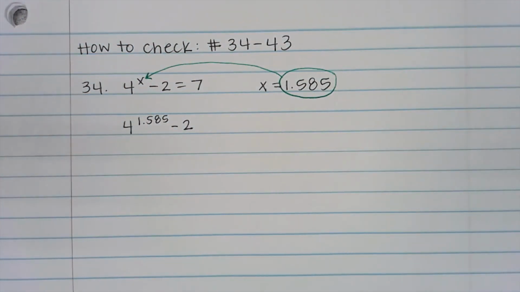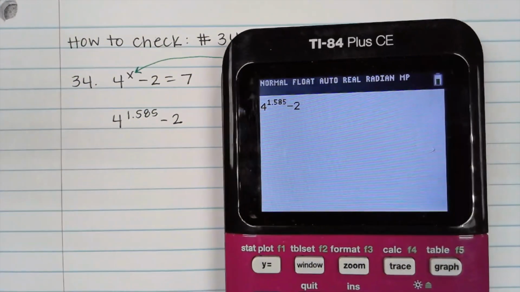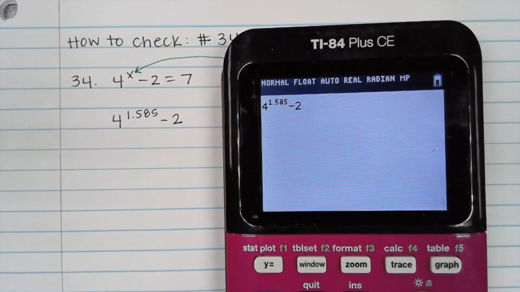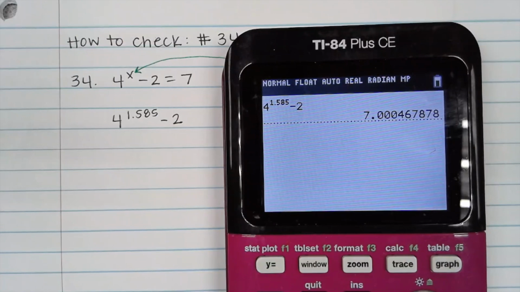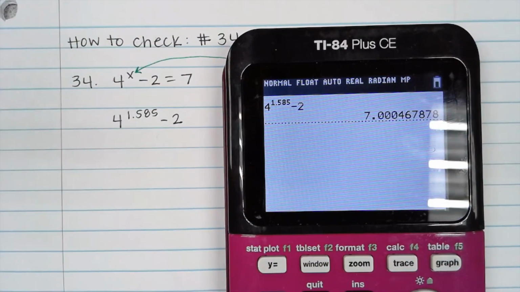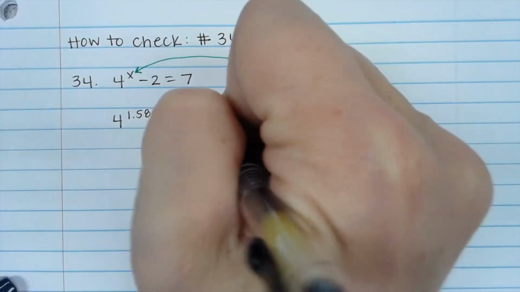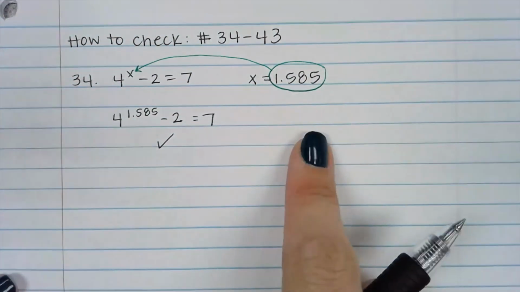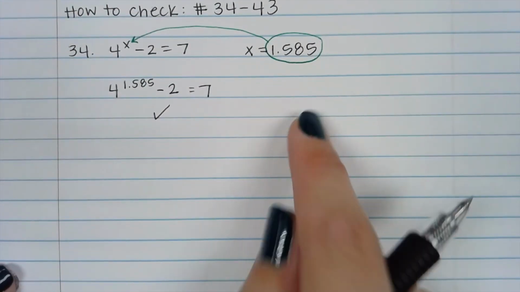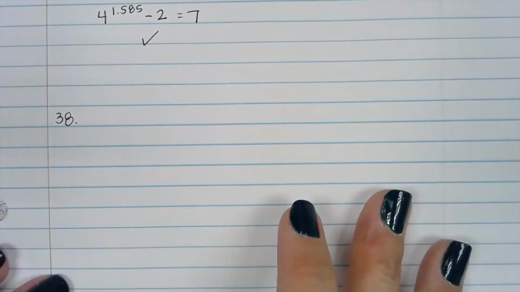One thing you want to remember is that this is a rounded answer. When I type it into my calculator, I did 1.585, and then subtracted 2. When I hit enter, it's always going to be a little bit off, so it's not going to be the exact answer, but it's going to be so close to the number 7 that you'll know you did the answer right. So does this equal 7? It does, and that's how we know that we got the right answer to this question. This will work for any problems that you want to check. I'm just going to check a couple with you today.